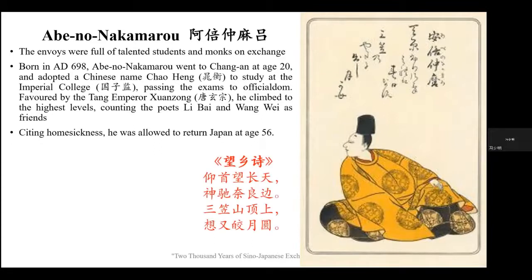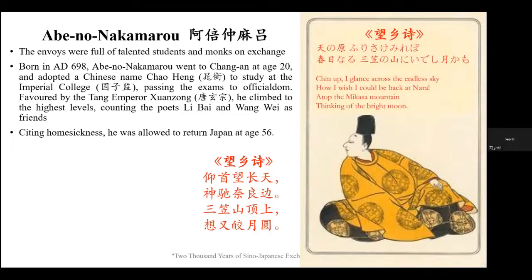He wrote a poem called Wang Xiang Shi, and loosely translated, I made a small translation here: Chin up, I glance across the endless sky. How I wish I could be back at Nara, atop the Mikasa mountain, thinking of the bright moon. I mean, for a Japanese to be so well schooled in Chinese and to compose Chinese poetry, that means that their acceptance and love of the Chinese culture is very, very strong.